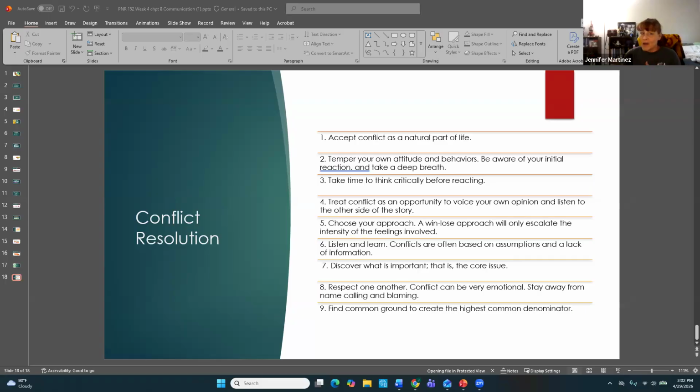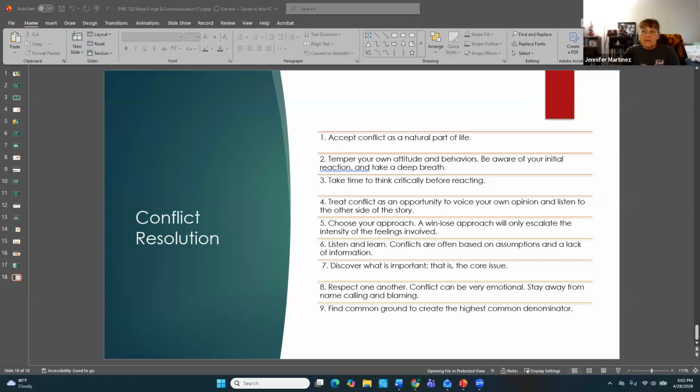And then respect each other. We know conflict can be emotional, right? Doesn't matter where you're from, who you are. Conflict can be emotional. And so even if your feelings get hurt, even if you're angry, you still want to be respectful and show respect. You don't want to blame, you don't want to name call, you don't want to yell. This is where those I statements are going to be really important to use.